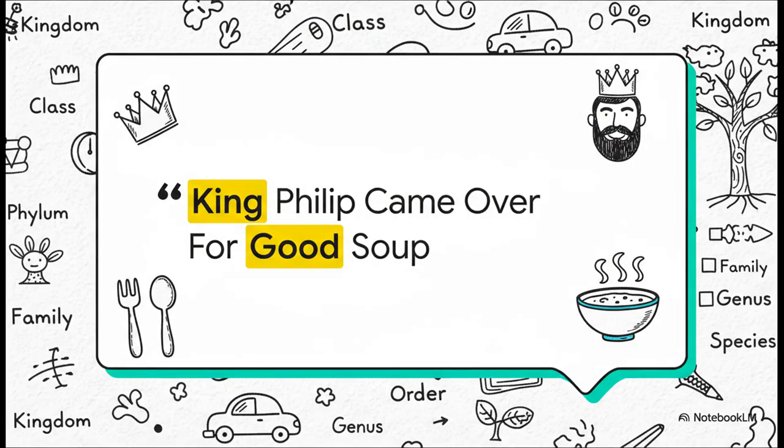Now you're probably thinking, how am I ever going to remember the order of all these levels? Don't worry, there's a classic trick for this. Just remember this silly sentence. King Philip came over for good soup. Kingdom, phylum, class, order, family, genus, species. It works every time, trust me.